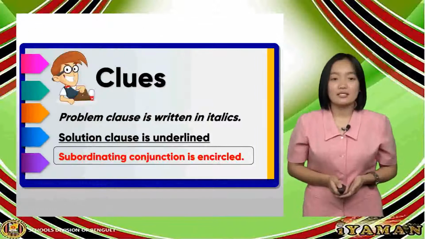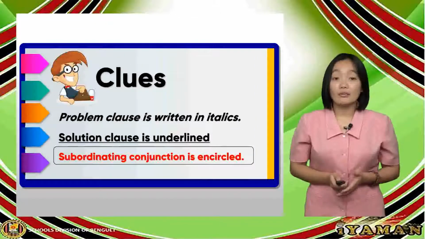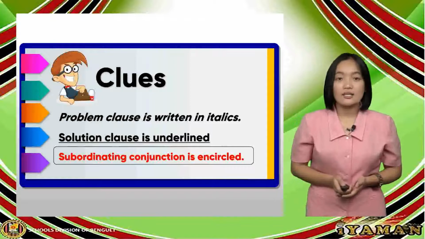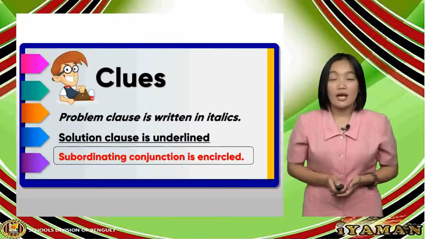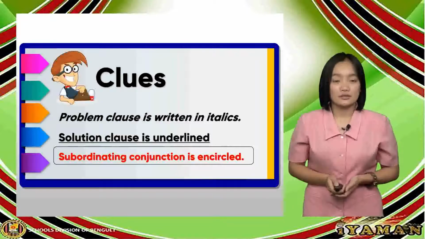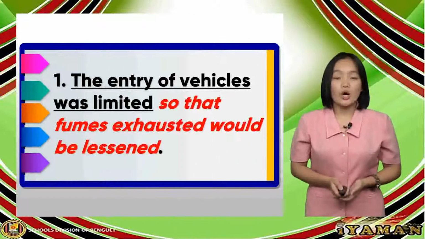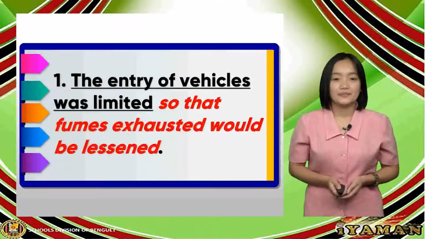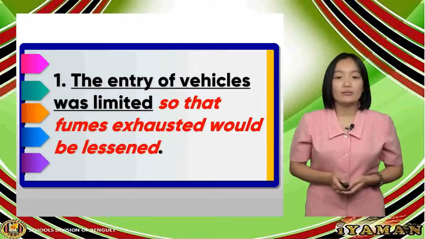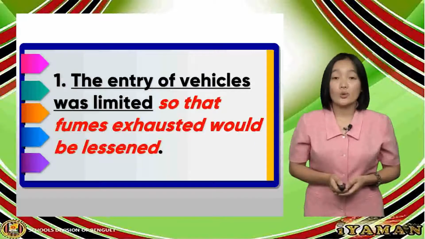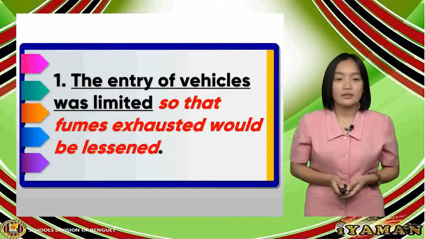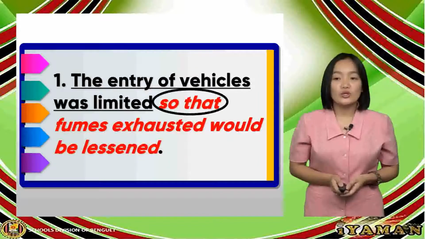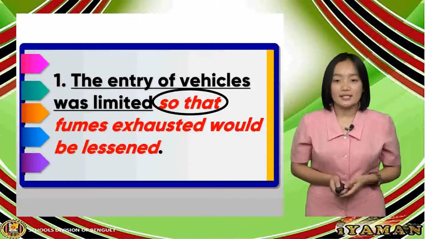Let's have more examples. Let's have some clues. Problem clause is written in italics, solution clause is underlined, and the subordinating conjunction is encircled. The entry of vehicles was limited so that fumes exhaust would be lessened. What clause shows the problem? What clause shows the solution? What subordinating conjunction or transition word is used to connect the ideas together? In this example, we used so that to combine the two ideas.